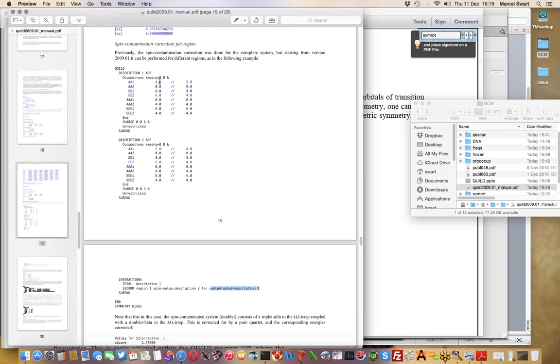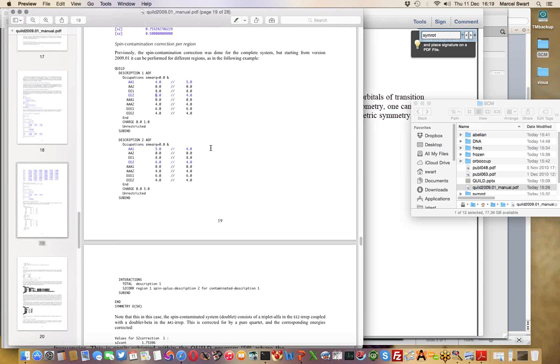So then again in the manual here you have one beta electron in the AA1 IREP, and this is then coupled to the 2 alpha electrons extra in the EE2 IREP. So this is the same phenomenon as we saw before for the titanium porphyrin.